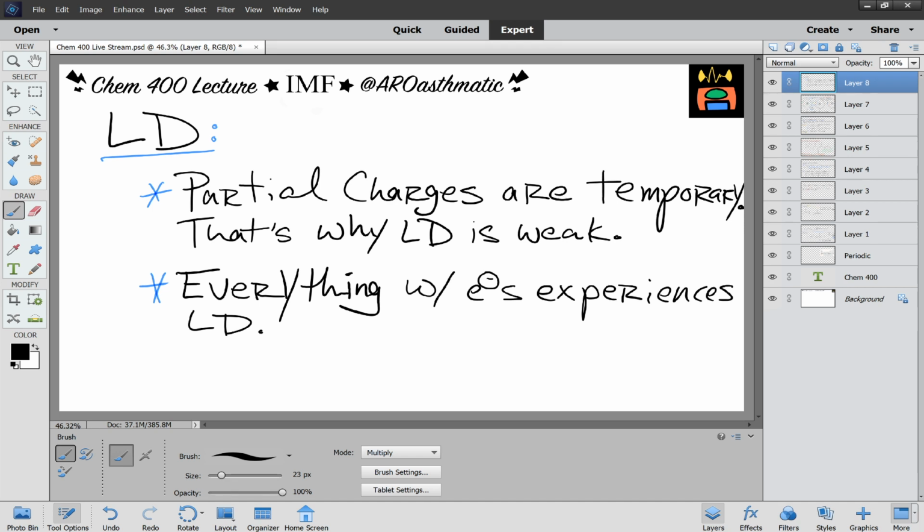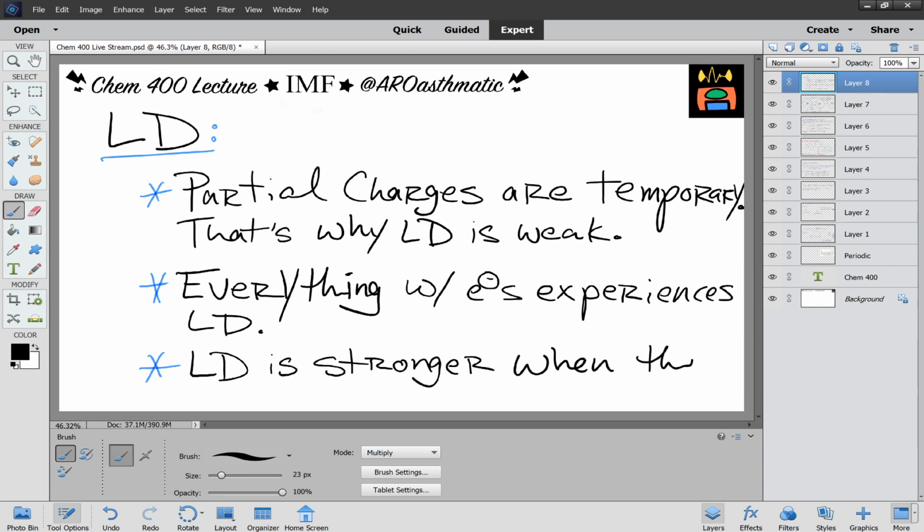All right. Now, the last thing to keep in mind, the third and final thing, is that the attraction from London dispersion is stronger when the orbitals are larger. All right. They're stronger when the orbitals are larger.